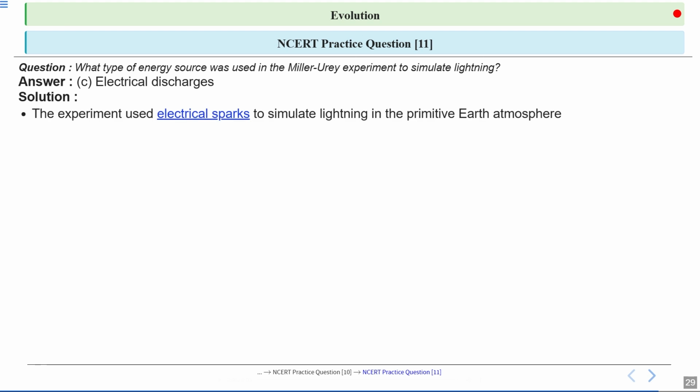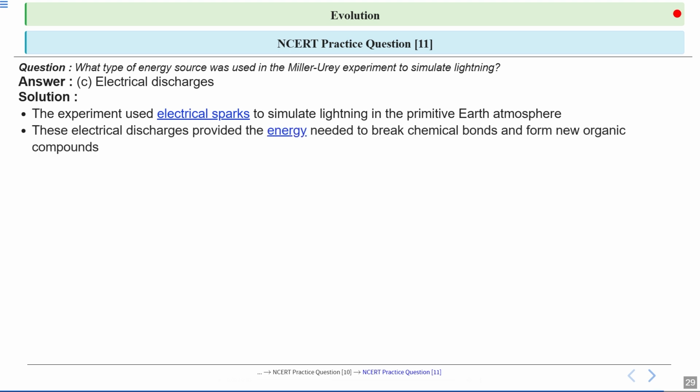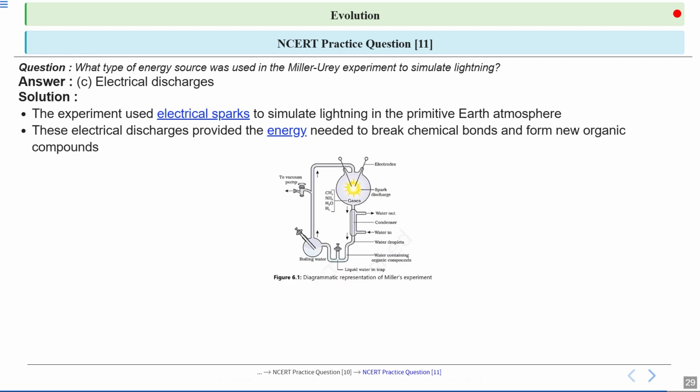So, Miller used electrodes to generate this electric discharge to provide energy. Yeah, so electric sparks were used to stimulate the lightning in the primitive Earth atmosphere. These electrical discharges provided the energy which was necessary to break the chemical bonds and form new organic compounds.